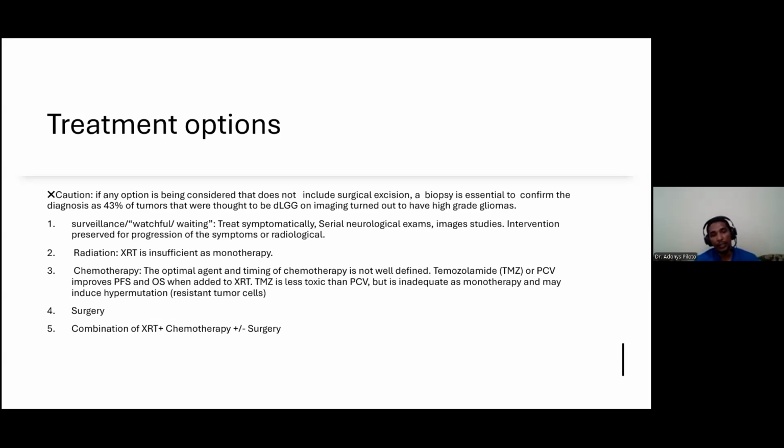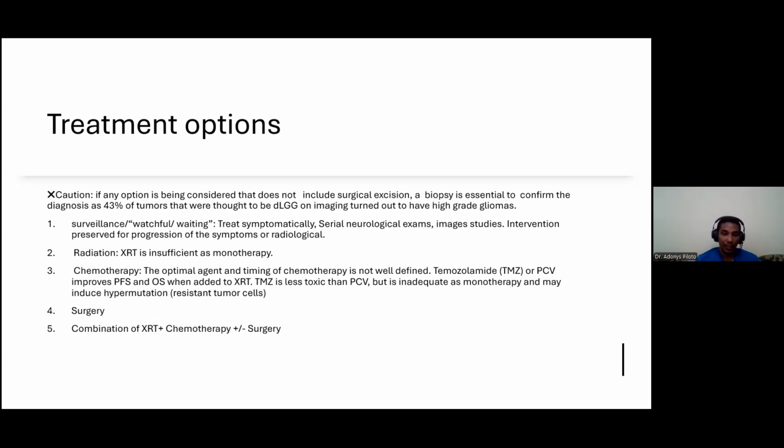Radiation therapy is another option, but it is insufficient as a monotherapy. Of course, the combination with surgery is much more effective. For chemotherapy, the optimal agents and timing are not well defined. Temozolomide or PCV improve progression-free survival and overall survival when added to radiotherapy. Temozolomide is less toxic than PCV, but is inadequate as a monotherapy and may induce hypermutation and resistant tumor cells.